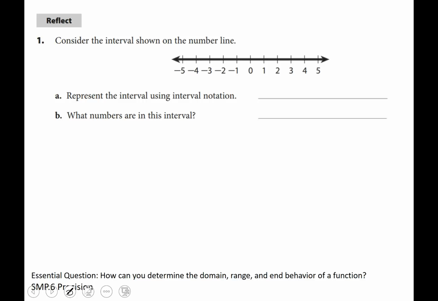You'll notice it's arrows on both ends, right? If we've got arrows on both ends, that means it's everything. So to put that in interval notation, this arrow means it's coming from -infinity, and that arrow means it's going to positive infinity. And we know with infinities, we use parentheses. It is asking us what numbers are in this interval. Well, all the numbers are in this interval. So the way we write that is we say all real numbers.